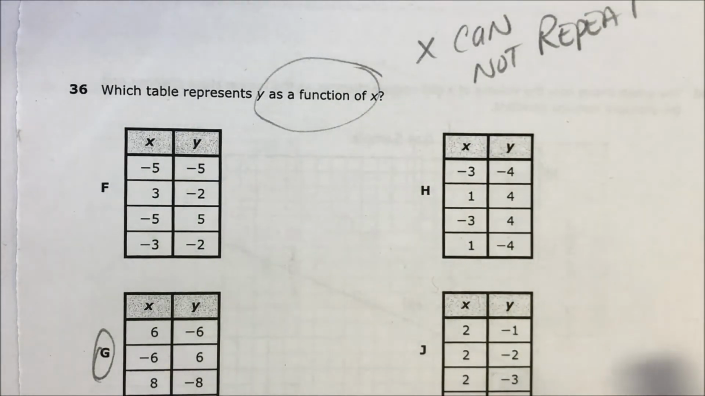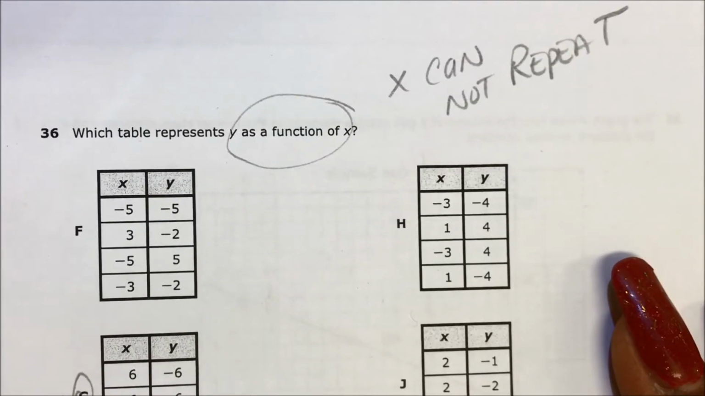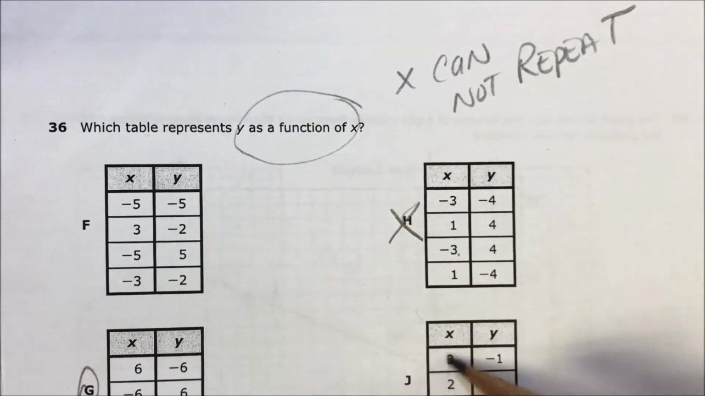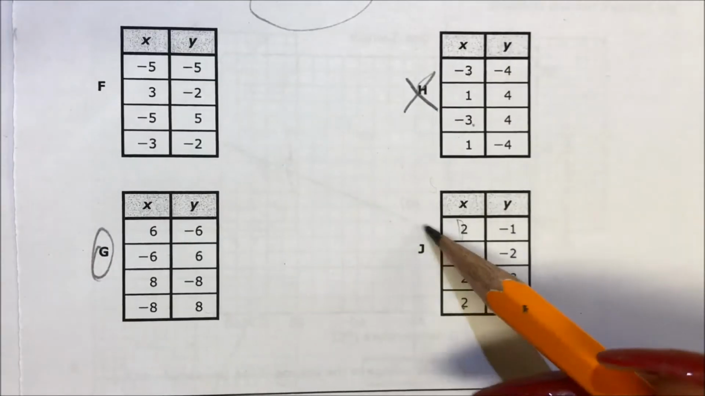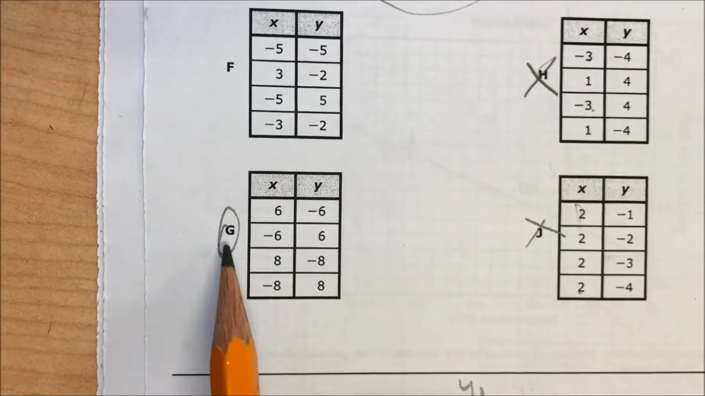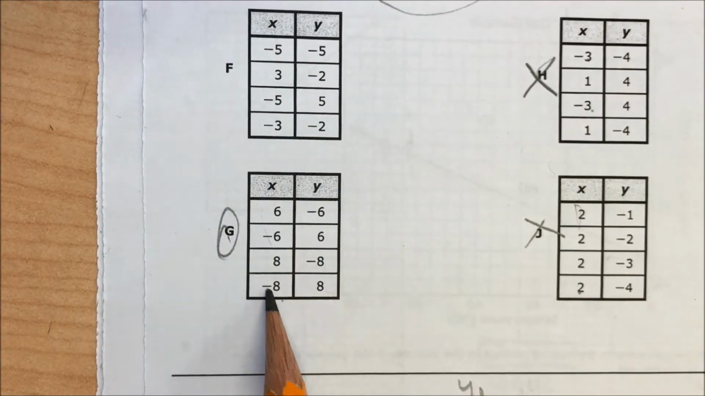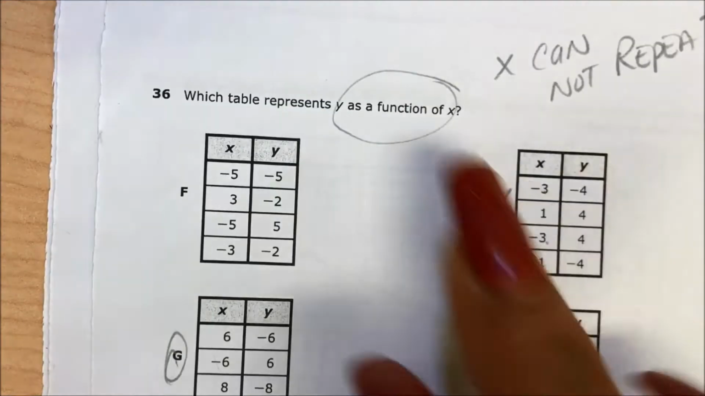I want to know which table represents a function of x. And all that's saying is find the table where x does not repeat. Well, it repeats here, so it cannot be H. All of these repeat on J, so it cannot be J. Letter G on number 36 is the only one that shows x values that do not repeat. So that's what that is.